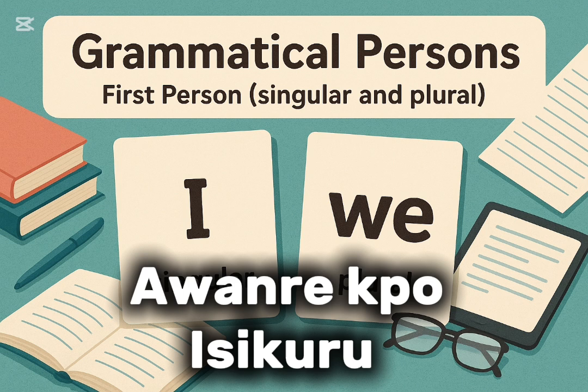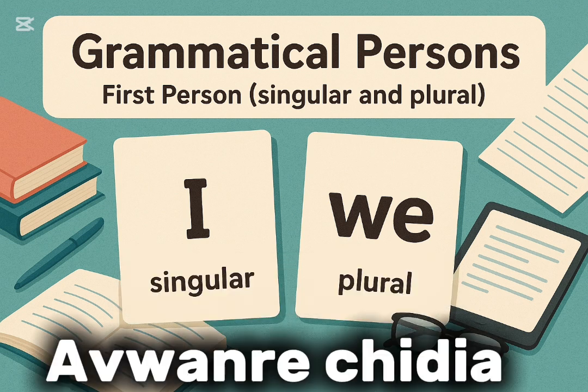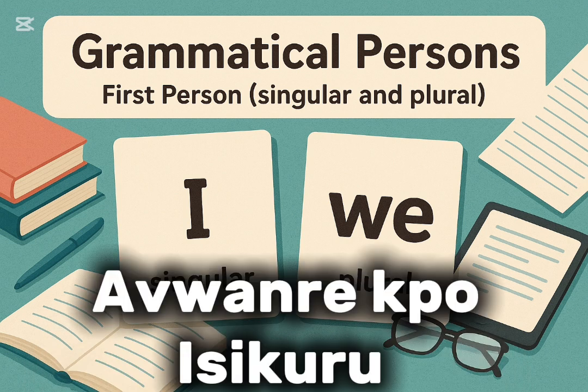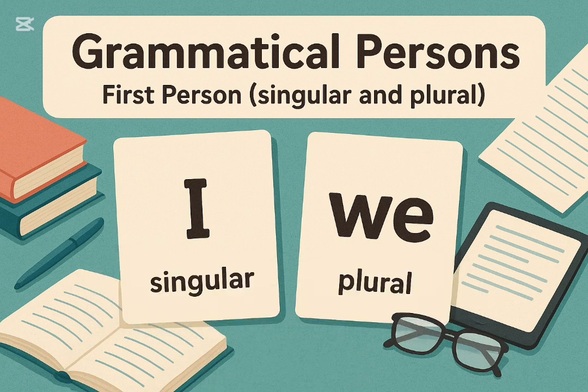This form connects the speaker to others, showing unity and shared action. This is the plural form of we. We can use the we, àwárin, with any verb. For example, àwárin kidia. Those examples we used earlier for the first person singular, you can use it with àwárin. Àwárin kidia, àwárin pìsìkúrù, àwárin vami. You can use it with any sentence. So that is the plural form of the first person in Urhobo language.